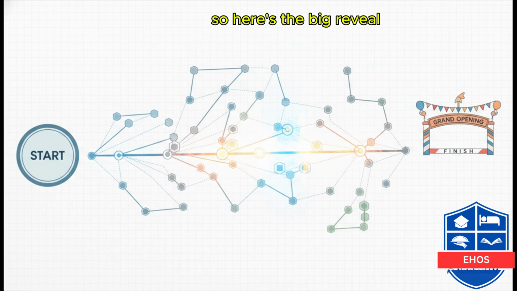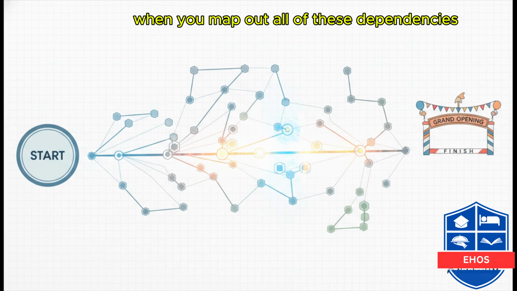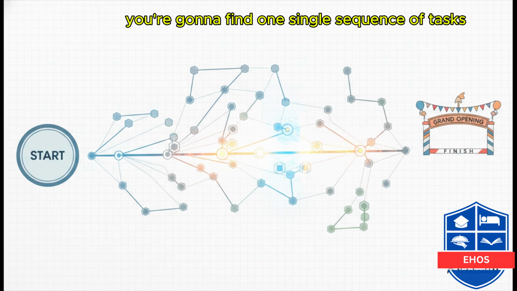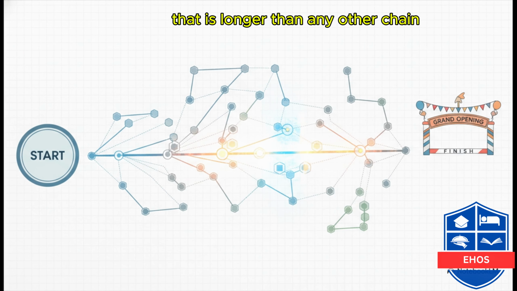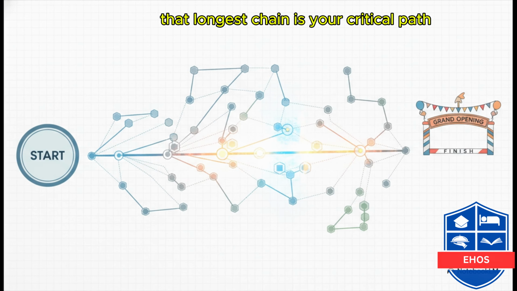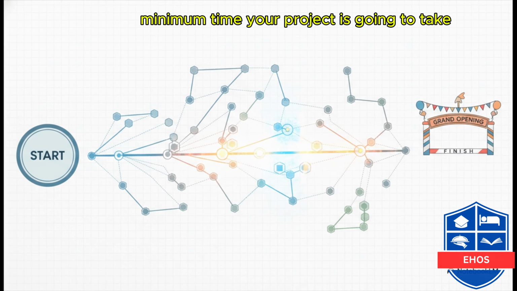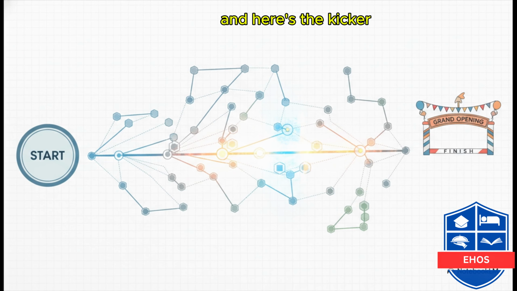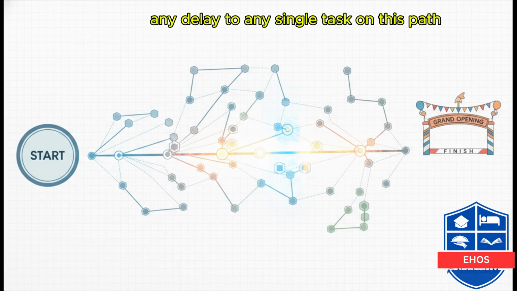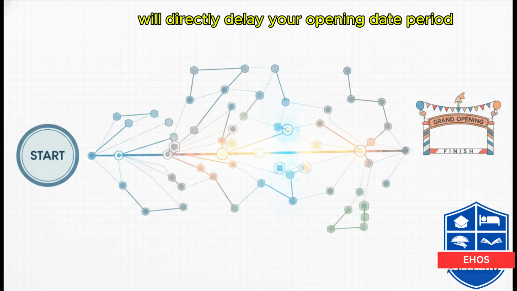So, here's the big reveal. When you map out all of these dependencies, you're going to find one single sequence of tasks that is longer than any other chain. That longest chain is your critical path. It defines the absolute minimum time your project is going to take. And here's the kicker: any delay to any single task on this path will directly delay your opening date, period.